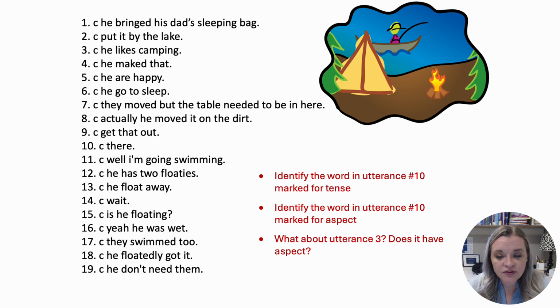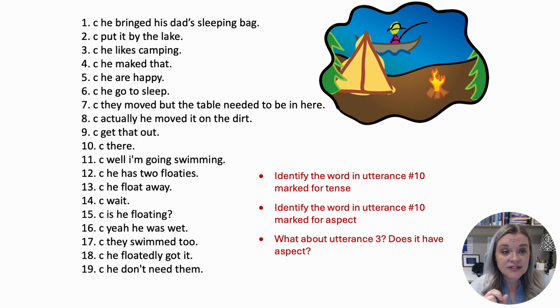Now I have a question for you. Look at utterance number 3. He likes camping. The word camping. Does that carry aspect? Why or why not? Think about that for a minute. The answer is no, it does not, because aspect only occurs on a second verb that happens right after an auxiliary verb, a helping verb.